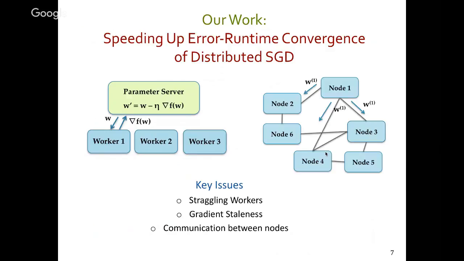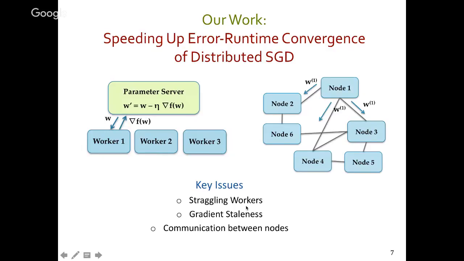So our work looks at both of these frameworks, and the common theme is that we want to understand how the convergence of SGD is affected by system level issues, such as these worker nodes slowing down, or not having the same set of model parameters at which they are computing gradients, which causes gradient staleness. Also issues such as communication delays between the nodes.